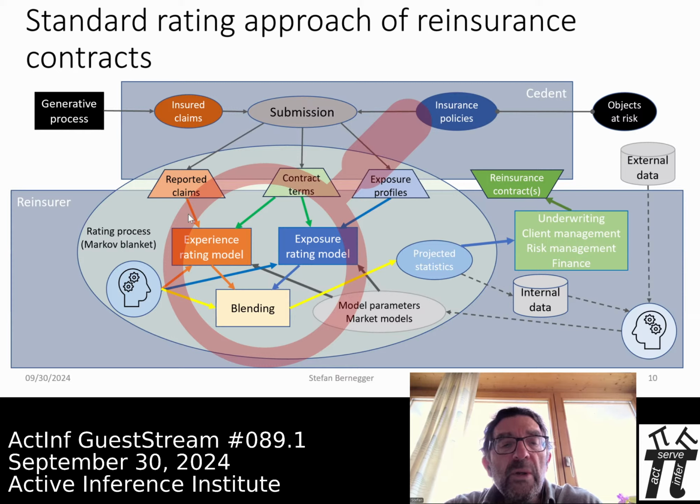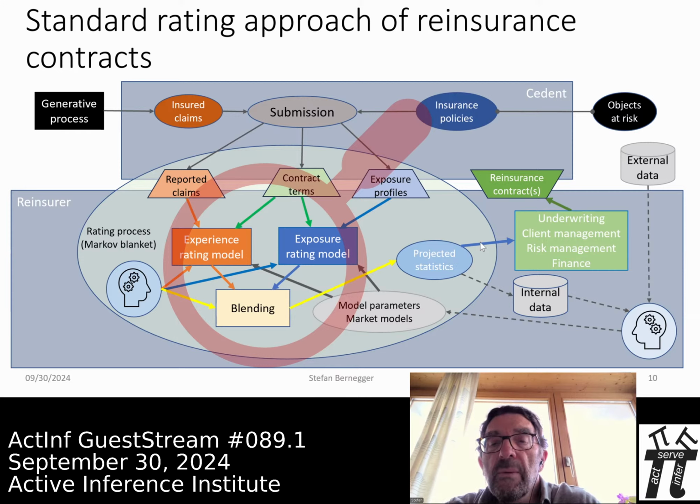Then what reinsurers have, as I mentioned already before, are 2 models. One is experience rating, the other is exposure rating. Experience rating takes the claims and the contract terms. The exposure rating takes the exposure and the contract terms. Then there is a quite heavy involvement of the underwriter or the actuary, depending on who does it. And in both models, you then get some results with some statistics. And since these 2 results can be quite different, there is some blending process taking place. And then you end up with the projected statistics for the cover year.